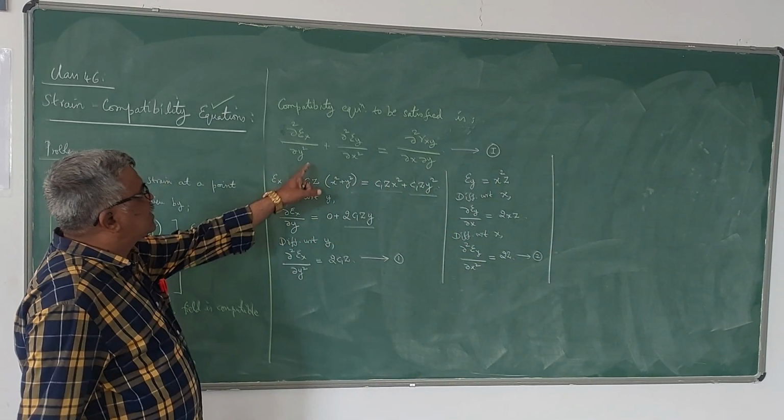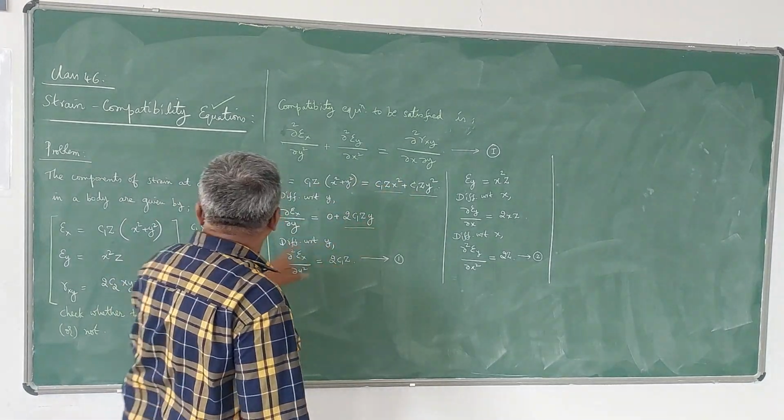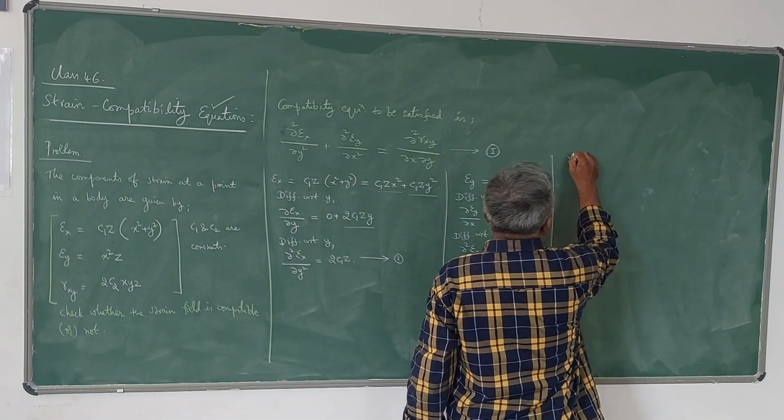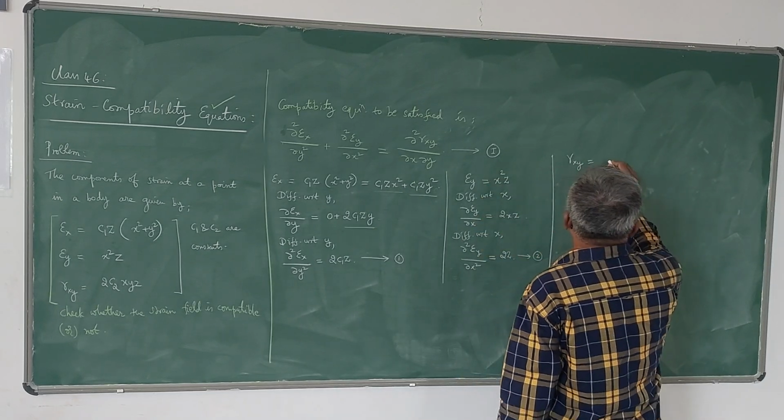The first and second are over. Now the third one. To get the third one, I have to use gamma xy. Gamma xy is equal to, as he has given, 2c2 xyz.